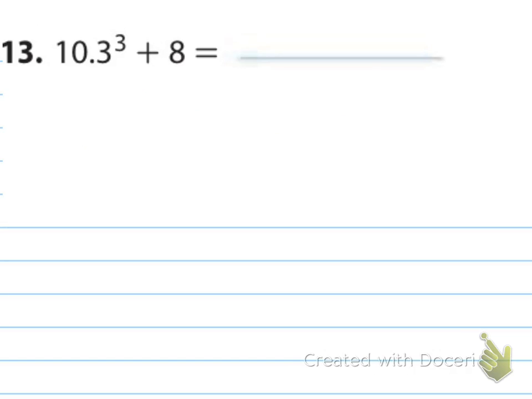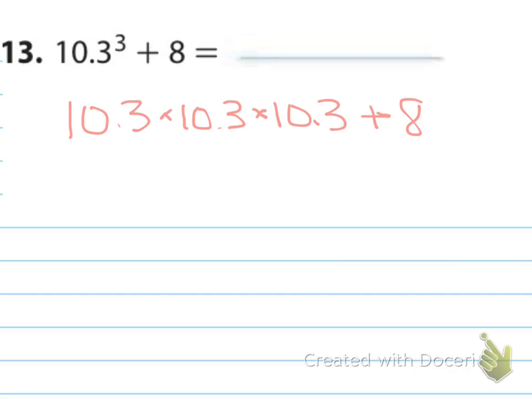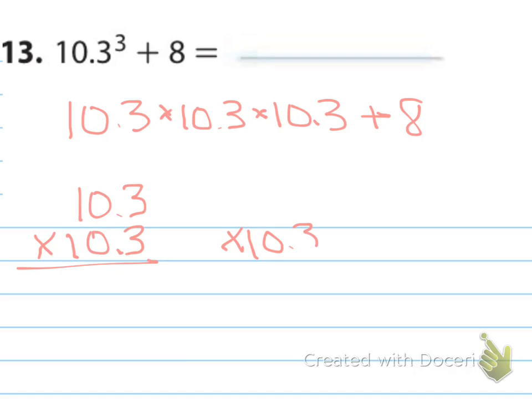Number 13, we have the instructions say to find the value of each expression. So I've got 10.3 to the 3rd power plus 8. So I'm going to have to do 10.3 times 10.3 times 10.3 and then add 8 to that. So of course I'm going to do my multiplication first, because please excuse my dear Aunt Sally says I should. And so I'm going to start by doing 10.3 times 10.3. When I get that answer, I'll do that times 10.3. And when I get that answer, I'll add 8 to it.